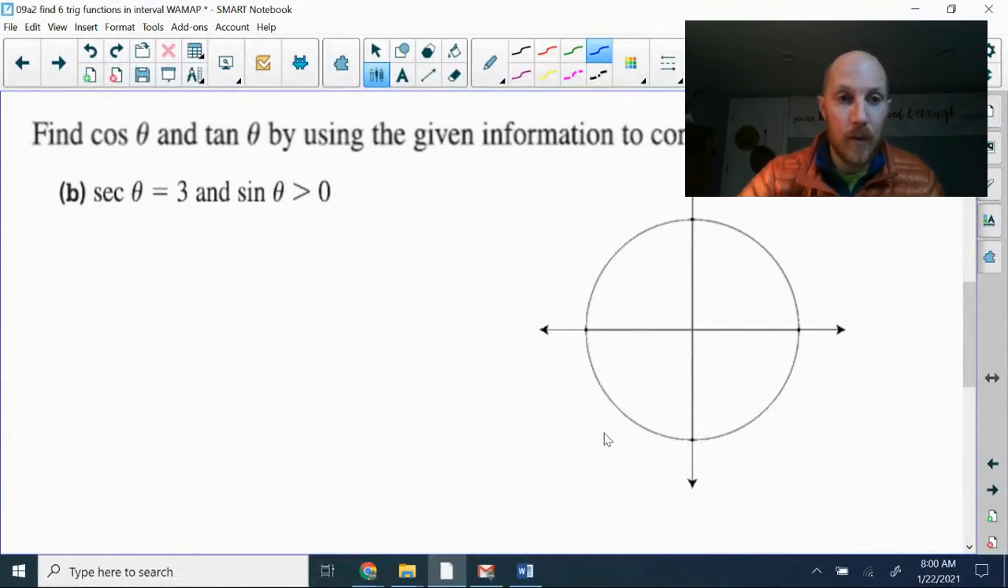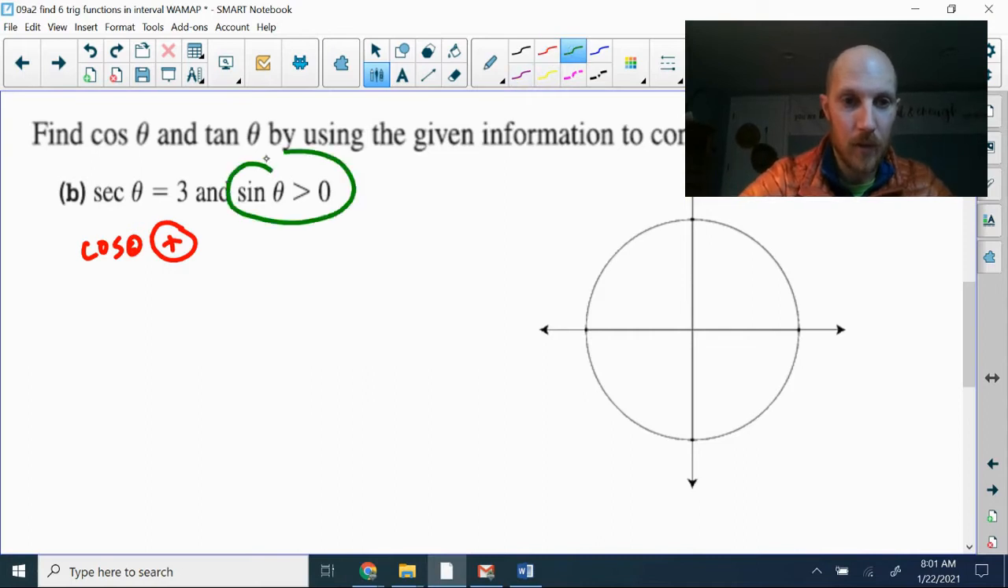Next example, same direction. Find cosine and tangent of theta using the given information. So this time I'm given secant of theta equals 3 and sine of theta is greater than 0. Okay, so secant I know is the reciprocal of cosine. And to start with, I just need to figure out whether the trig ratios are positive or negative so I can identify a quadrant. So if secant is positive 3, that means that cosine would be positive.